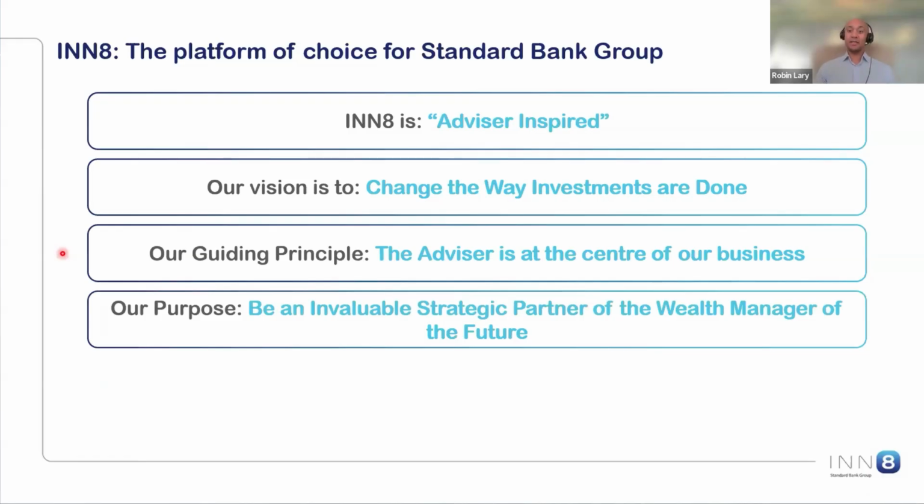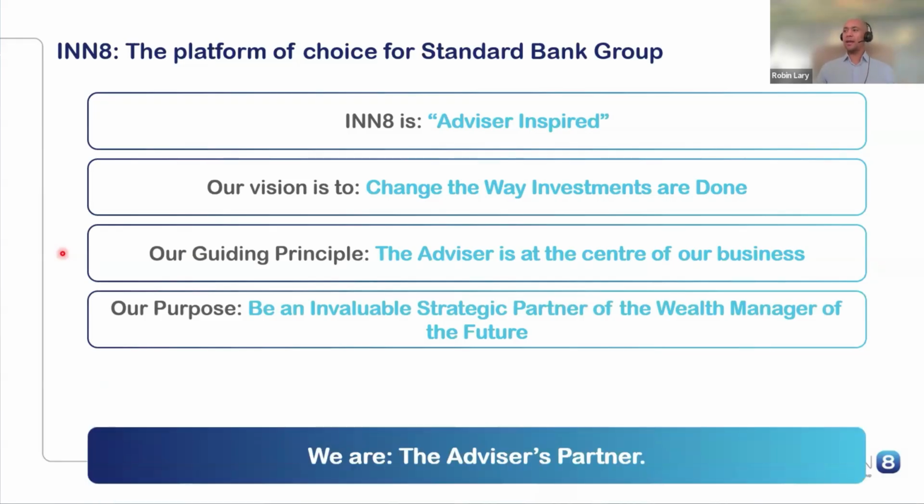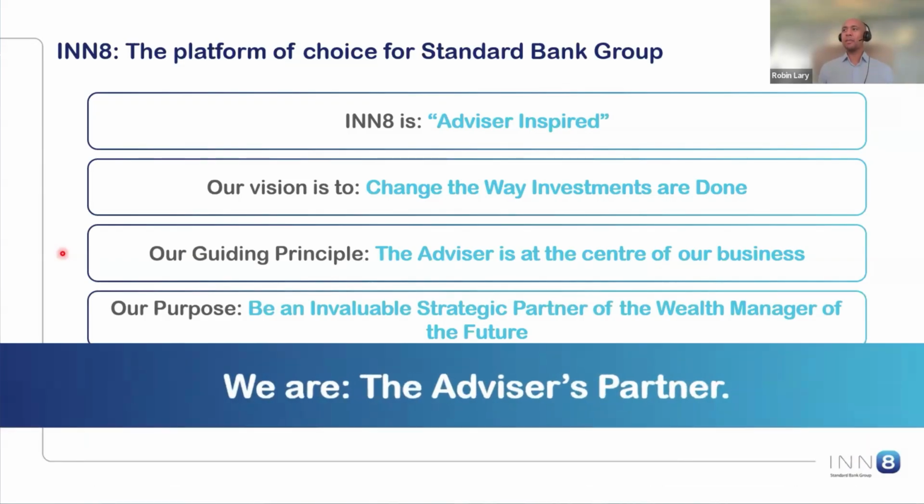Lastly, second lastly kind of, is summarized with these last two slides. Our purpose is we want to be a strategic partner for you as a wealth manager of the future. And we know that that comes with different aspects linked to that. What does that purpose mean, or what does that strategic partner mean? We want to fit into the way you do things. We want to fit into how you operate as a business.